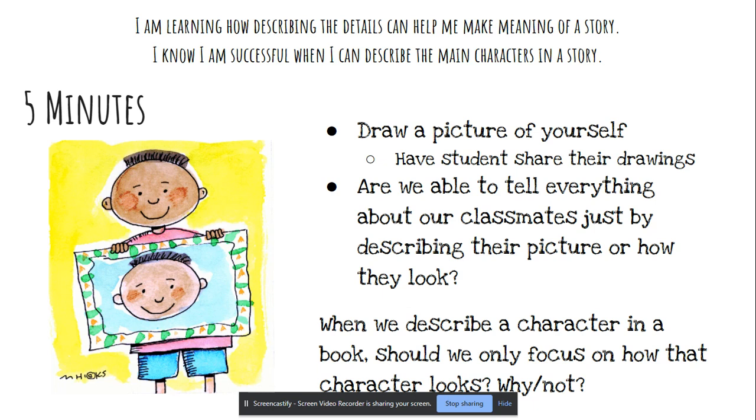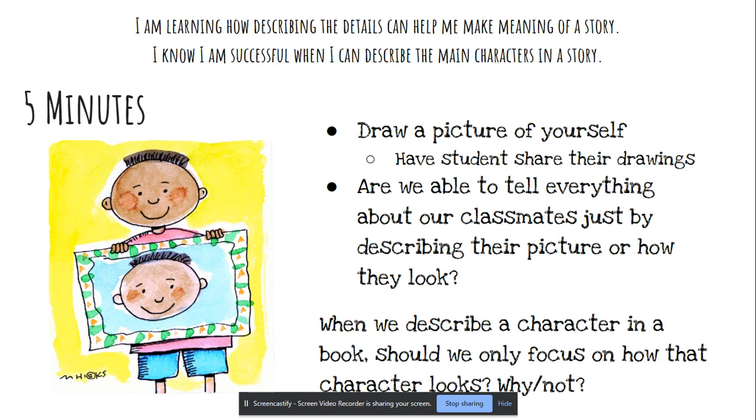Okay, so you are going to have 5 minutes, and during this 5 minutes, you are drawing a picture of yourself. It doesn't have to be the best picture, but just a self portrait. And I want you to think, when we look at your picture, are we able to tell every single thing about you just by looking at the picture you drew? Am I able to tell what your favorite color is or how you're feeling that day? Am I able to tell what you're thinking or what you like to do?